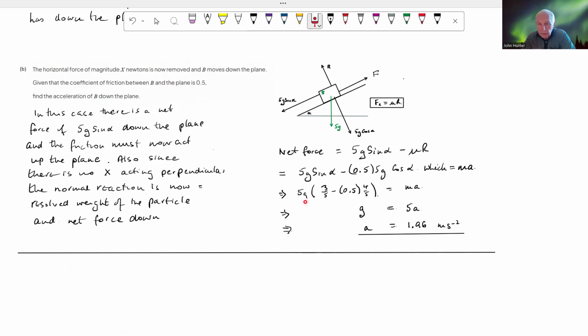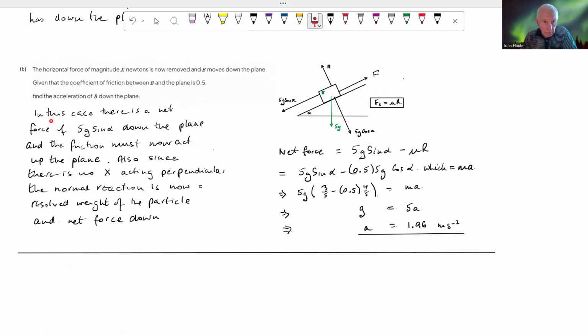So when we plug in the values there, equal to ma, some cancellation goes on there that you can check through for yourself. That's going to give us that g equals 5a, and therefore a is g divided by 5, which is going to give us that figure. So the acceleration down the plane is 1.96 meters per second squared.